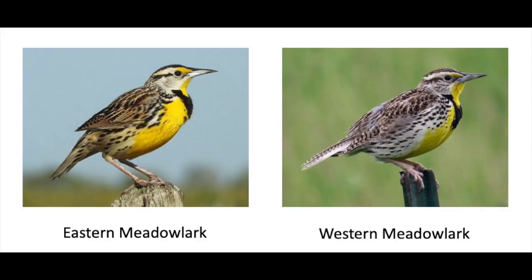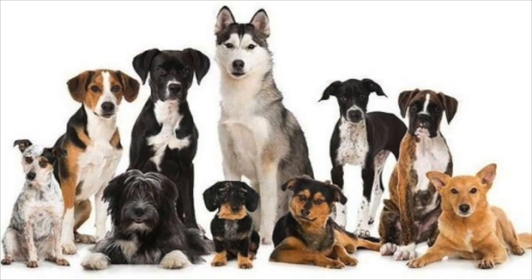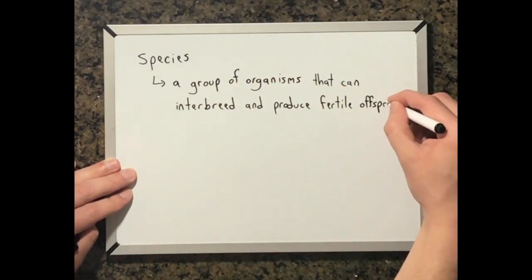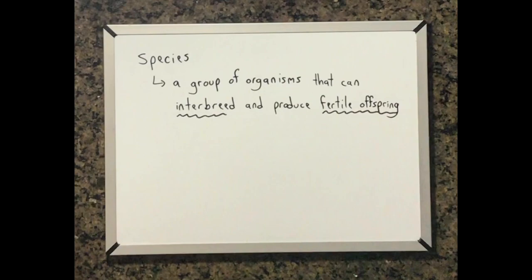You might say that different species look different from one another, but this is not necessarily the best way to differentiate between species. For instance, the eastern meadowlark and western meadowlark look remarkably similar, but are actually two distinct species. Furthermore, different breeds of dogs might look very different from one another, but are actually the same species. We therefore more appropriately define a species as a group of organisms that can interbreed and produce fertile offspring. In other words, members of the same species need to be able to A. reproduce, and B. make offspring that can also reproduce.